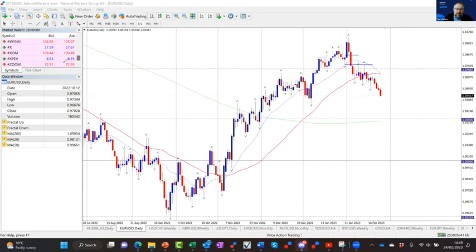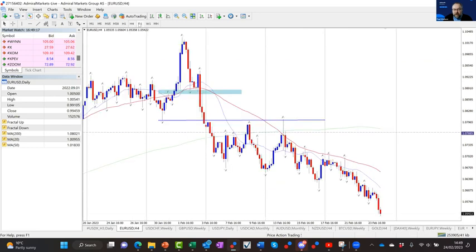So when I start to look at what I can do, when I look at the 4-hour chart, what I'm suddenly interested in is when price pulls back in that downtrend. I'm looking at how I could utilize that to trade in the direction of the daily trend.